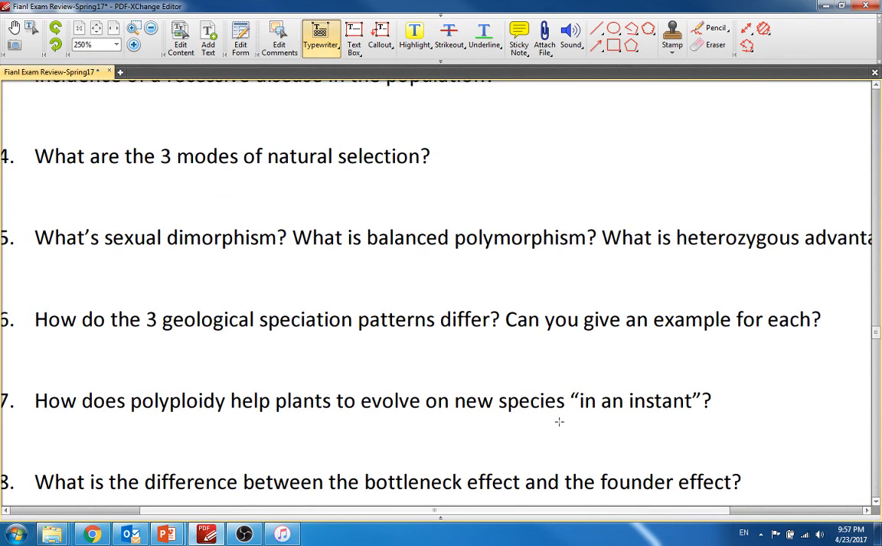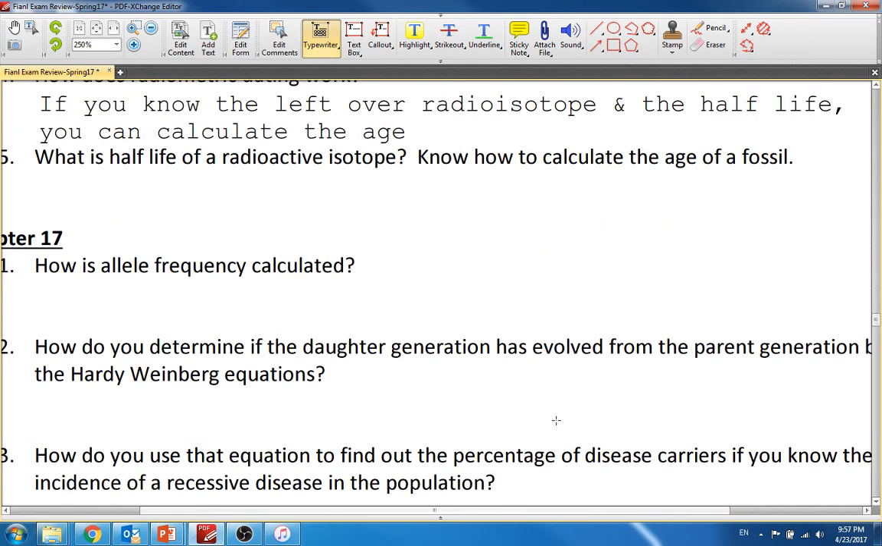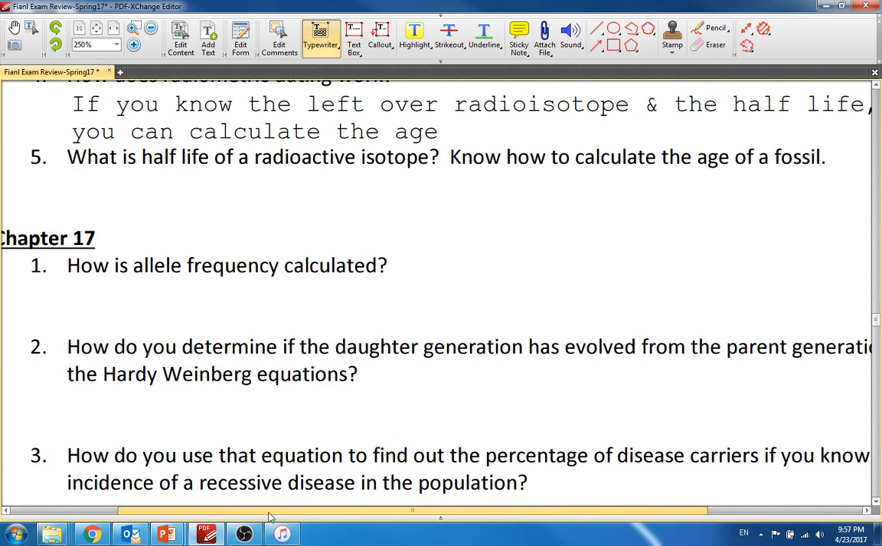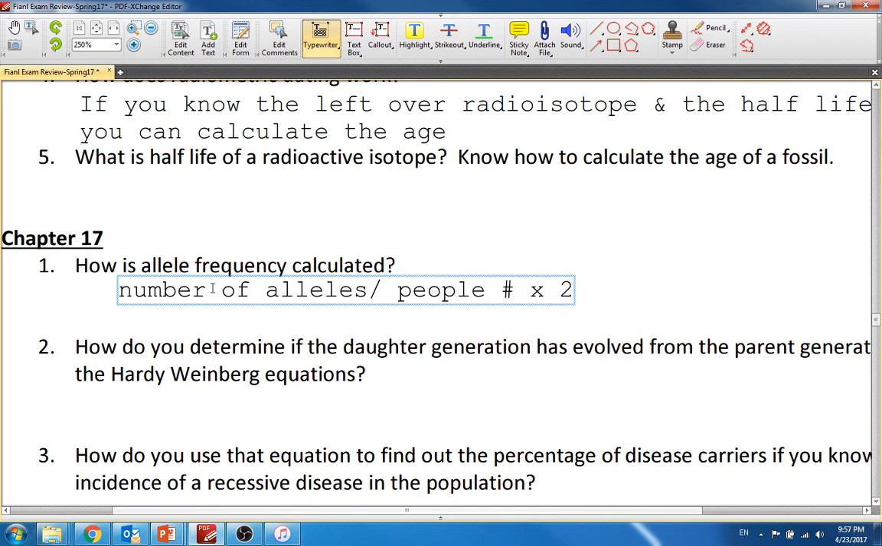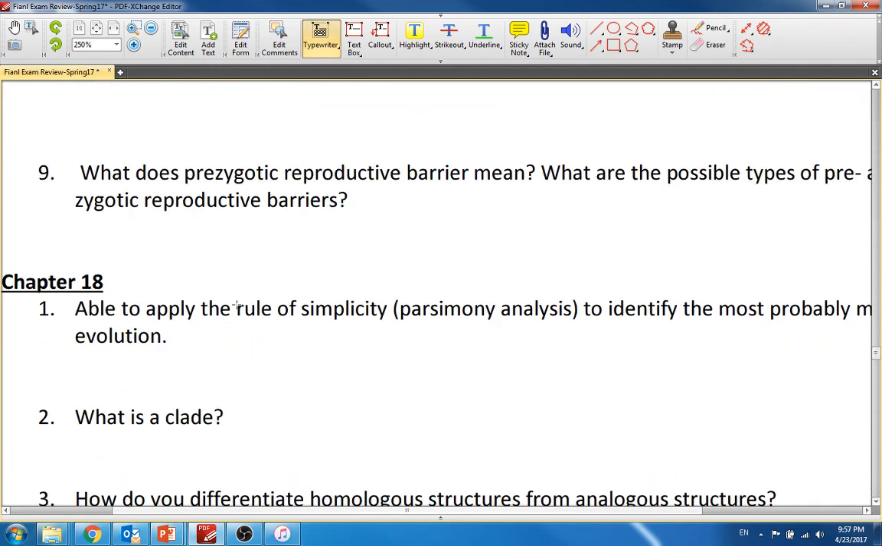We have some more examples in the PowerPoint slides, so go back to the slides and work on those exercises. Chapter 17, question number 1, how is allele frequency calculated? The most important thing to remember is that when you have n individuals, you will have 2n total alleles. So the allele frequency is the number of a given type of allele counted in a population, divided by twice the number of individuals in the population.